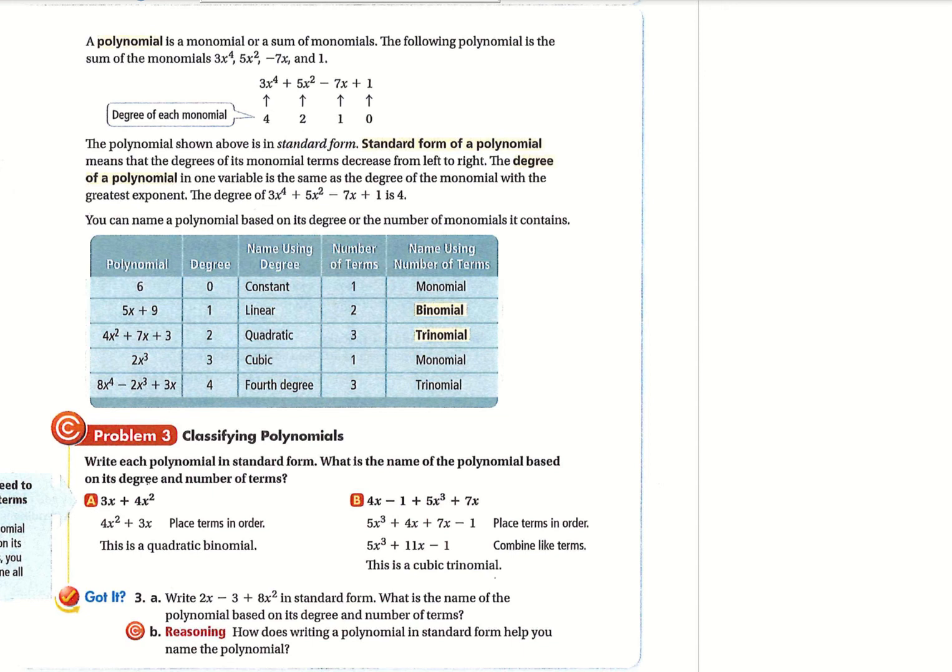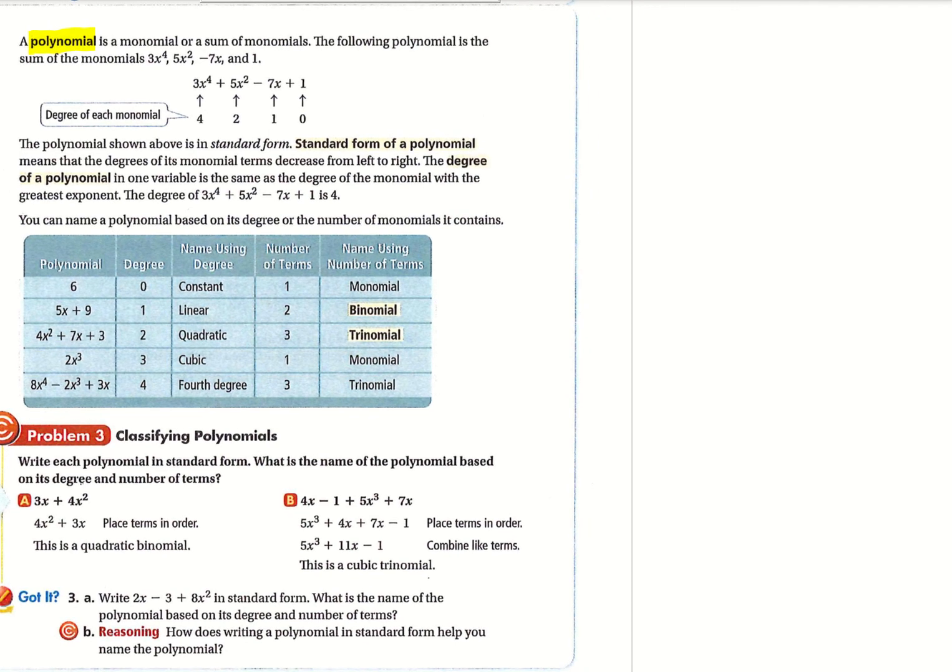All right, so now we're getting into the good stuff. These are polynomials. A polynomial is basically just a bunch of monomials that are added or subtracted, really just added together, right? So the example that they give right here is pretty good. We have 3x to the 4th, 5x squared, negative 7x, and 1 all added together. So when you do that, we get 3x to the 4th plus 5x squared minus 7x plus 1. This is the stuff you're going to see quite a bit, especially in Algebra 2. You'll work with big polynomials like this.